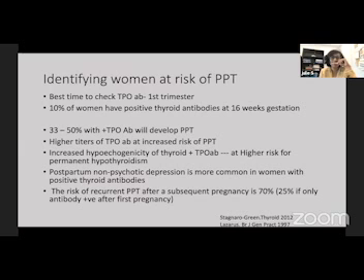Approximately 10% of women have positive thyroid peroxidase antibodies at 16 weeks of gestation. And out of these, up to 50% with positive antibodies will go on to develop postpartum thyroiditis. Those with higher titers are at increased risk. When they have positive antibodies as well as increased hypoechogenicity of the thyroid gland on ultrasound, these women have a higher risk of permanent hypothyroidism.